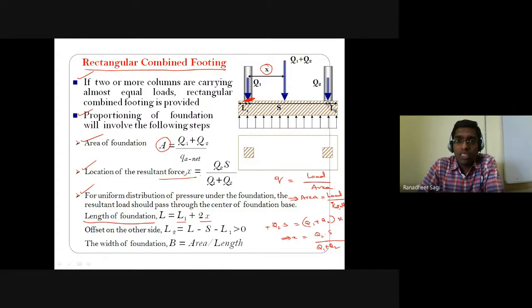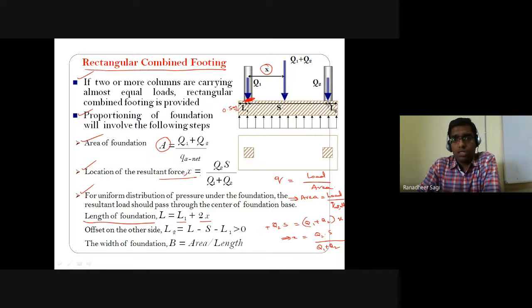What does this L1 mean? From the center of your column 1 to the edge of that combined footing, some minimum space is what I should provide. That distance is what we are calling your L1 distance. Approximately 0.5 meters is the minimum distance we try to provide from the center of your heavily loaded column 1 towards the edge of that footing.